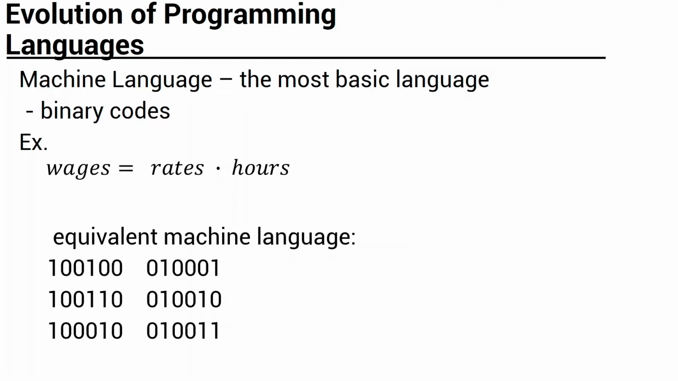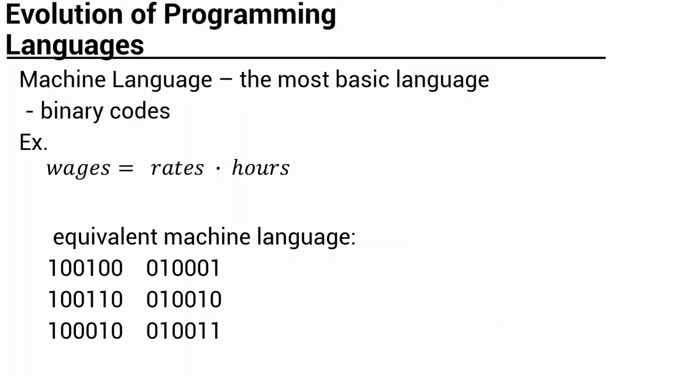100100, 010001, 100110, 010010, 100010, 010001. Now, if you are a programmer, it will be very difficult for you to familiarize these binary codes just to create a program.